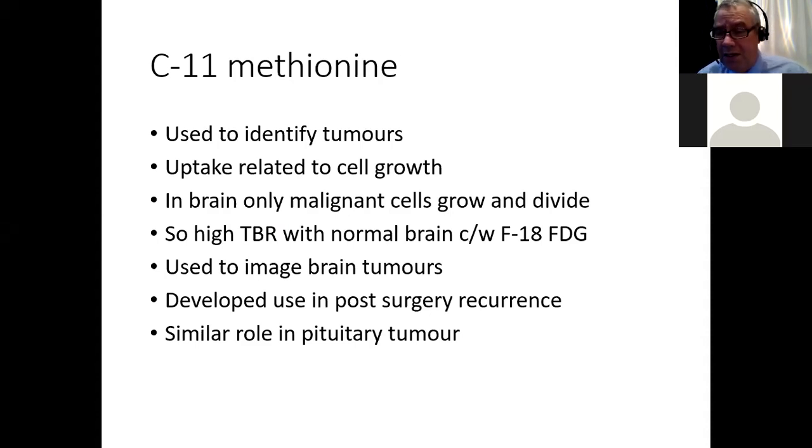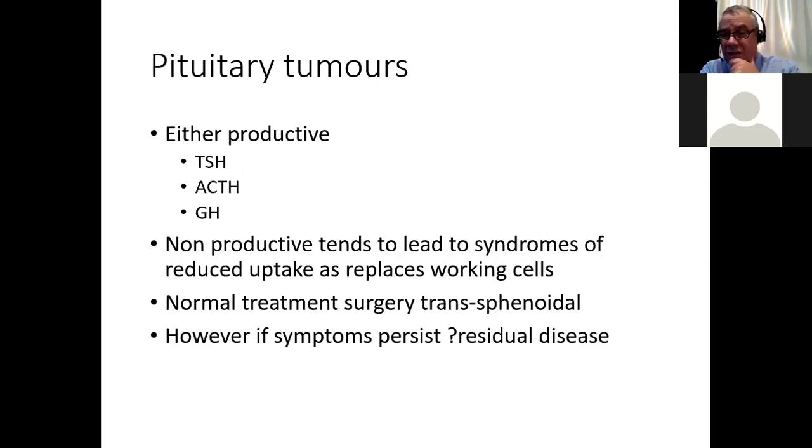Now, the other important thing is that unlike FDG, there is no normal brain activity of C11 methionine. So you get a very high uptake compared to background, which you don't get with the FDG. And so you can use it to image brain tumours, any kind of brain tumour, to be honest. And it was really developed to look for post-surgery recurrence of tumours. But it can also be used in pituitary tumours, and once you've got the pituitary, you've got the endocrine system again. So pituitary tumours produce either TSH or ACTH or growth hormone.